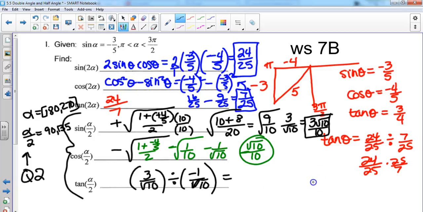What happens when I flip it over and do some canceling? Guys, think about it. If you put 3 square root of 10 over 10 divided by 1 square root of 10 over 10, the square root of 10 over 10 is going to go away, and you're just going to have 3, right? But there was a negative on the bottom as well.